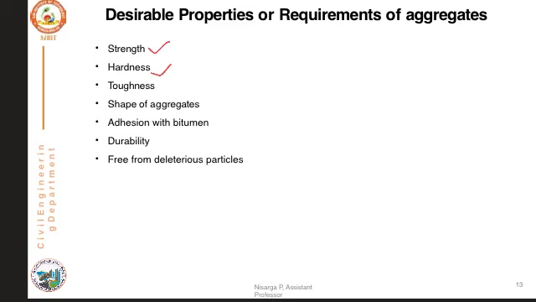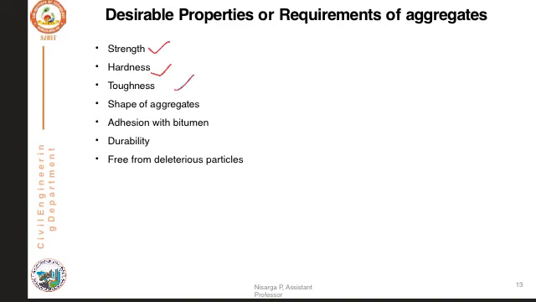The second desirable property is hardness. The aggregates used in the pavement surface courses should withstand the high magnitude of wheel load stresses and also the wear and tear. Hence the aggregate should have resistance to abrasion caused by the traffic movement, or it should possess the hardness property. The aggregate should also have resistance to getting polished or smoothened under the traffic movement, in order to prevent the pavement surface from becoming too slippery, especially under wet climatic conditions.